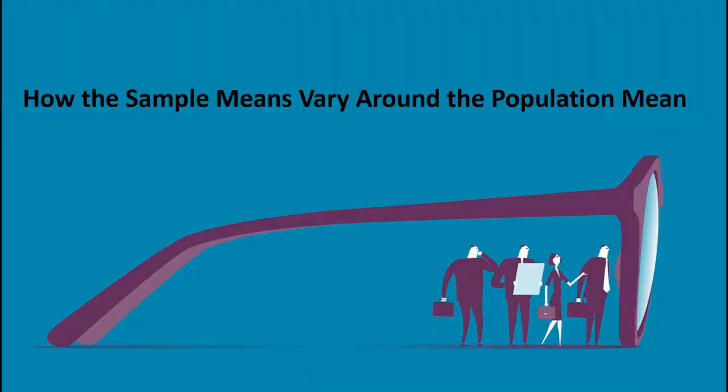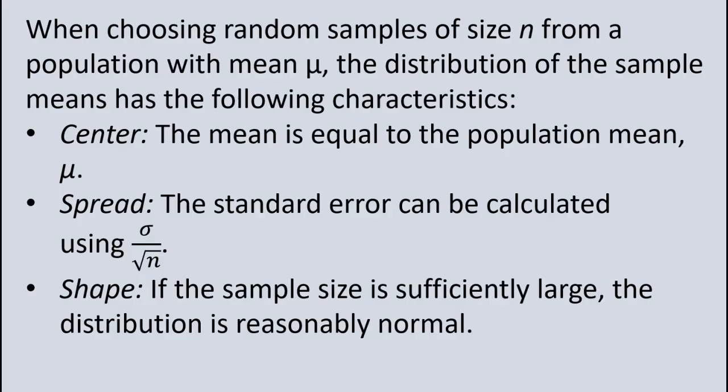In the previous video, we looked at the sampling distribution for the sample proportion. Now we're going to look at it for the sample mean. We describe the sampling distribution of the sample mean by focusing on key features such as shape, center, and variability. Here we have the central limit theorem for a single mean. When choosing random samples of size n from a population with mean mu, the distribution of the sample means has the following characteristics. Center: the mean is equal to the population mean, mu.